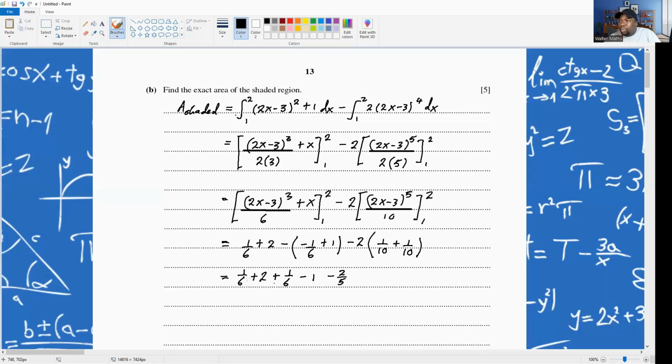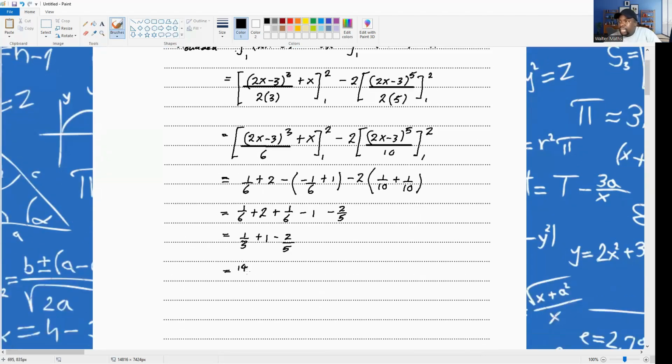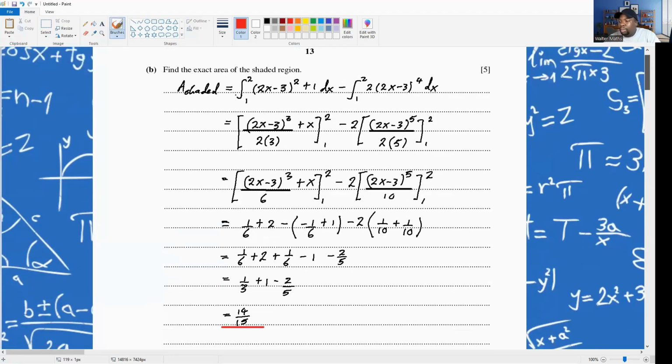So here we have a sixth plus a sixth, which is a third, plus 2 minus 1, which is 1, and it's minus 2/5, all right? So let's just do a quick working of this. So it's a third, and it's a third plus 1, and it's minus 2/5. And we are getting here 14 over 15. So the result we get here is 14 over 15. Okay, so this here happens to be the solution. That's actually the area required. Okay, so that's basically how we do it for this particular question, part B.